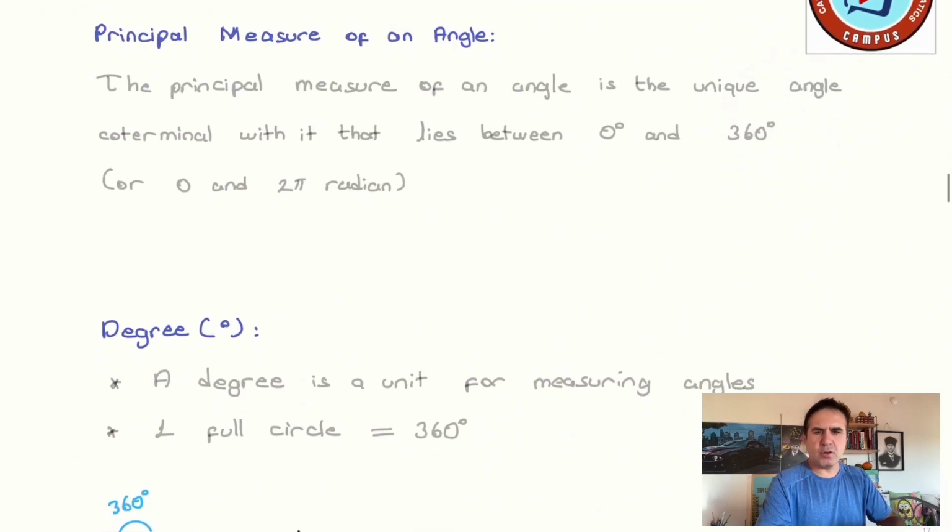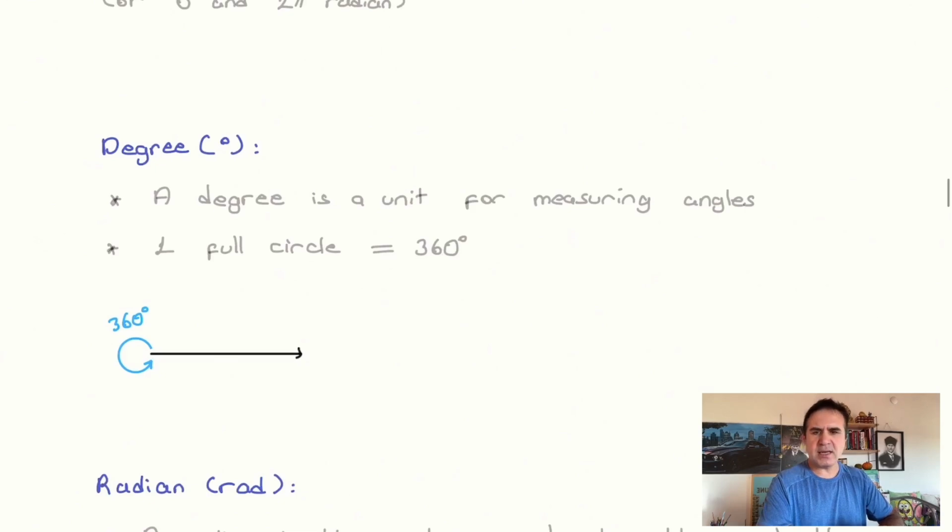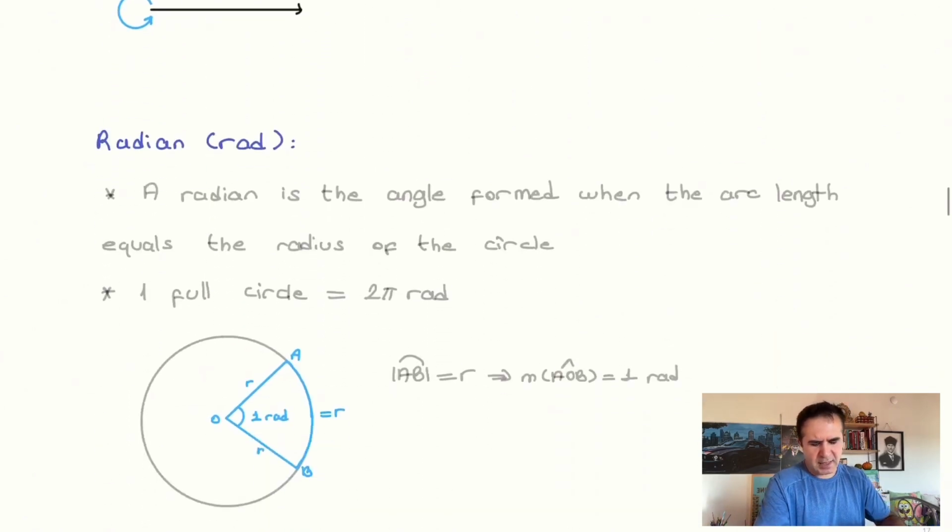Principal measure of an angle. The principal measure of an angle is the unique angle coterminal with it that lies between 0 and 360 degrees, or 0 and 2 pi radians. Degree. A degree is a unit for measuring angles. One full circle is 360 degrees.